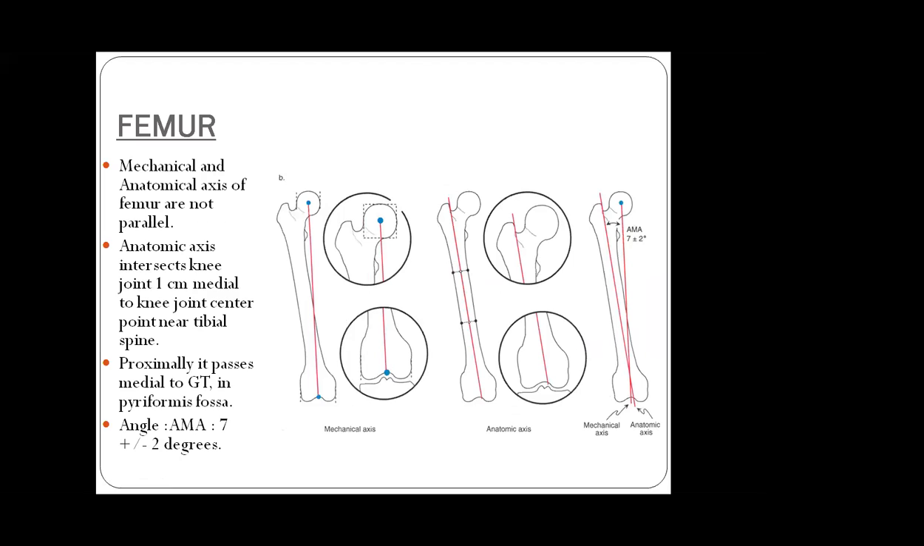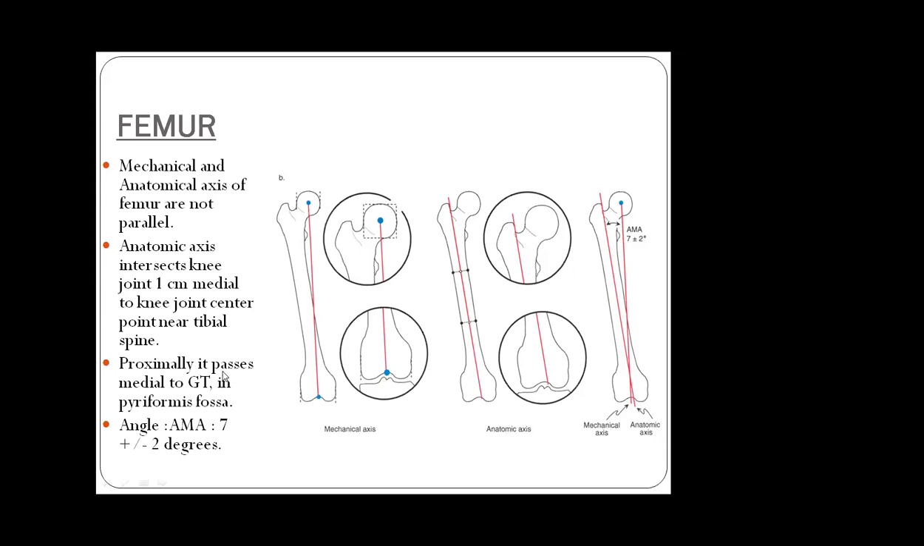Next, I would like to talk about the femur. The mechanical and the anatomical axis of the femur are not parallel. As I said earlier, the mechanical axis of the femur is mostly taken in the frontal plane, while the anatomical axis can be taken in both the sagittal plane and the frontal plane. The femoral anatomical axis intersects the knee joint 1 centimeter medial to the knee joint center point, near the tibial spine, the same as for the tibia.